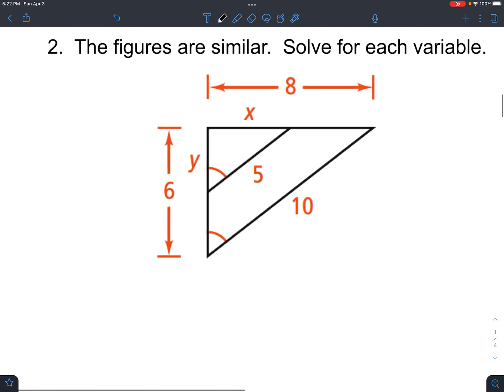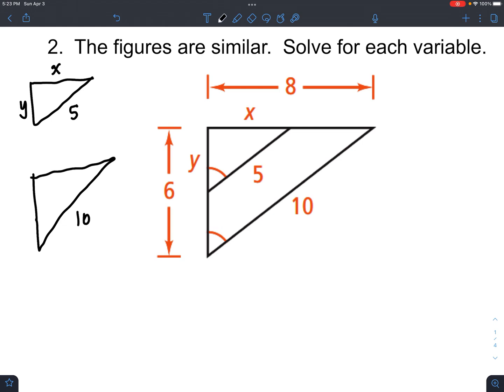All right, so this is a different question. It says, hey, these figures are similar. What could you tell me about x and y? Again, my preference, it's kind of hard to see the two triangles at first. But there's a little triangle with these sides, and there's a bigger triangle with these sides. And in fact, that's a Pythagorean triple. Okay, so that could help us, but we know that these are similar.